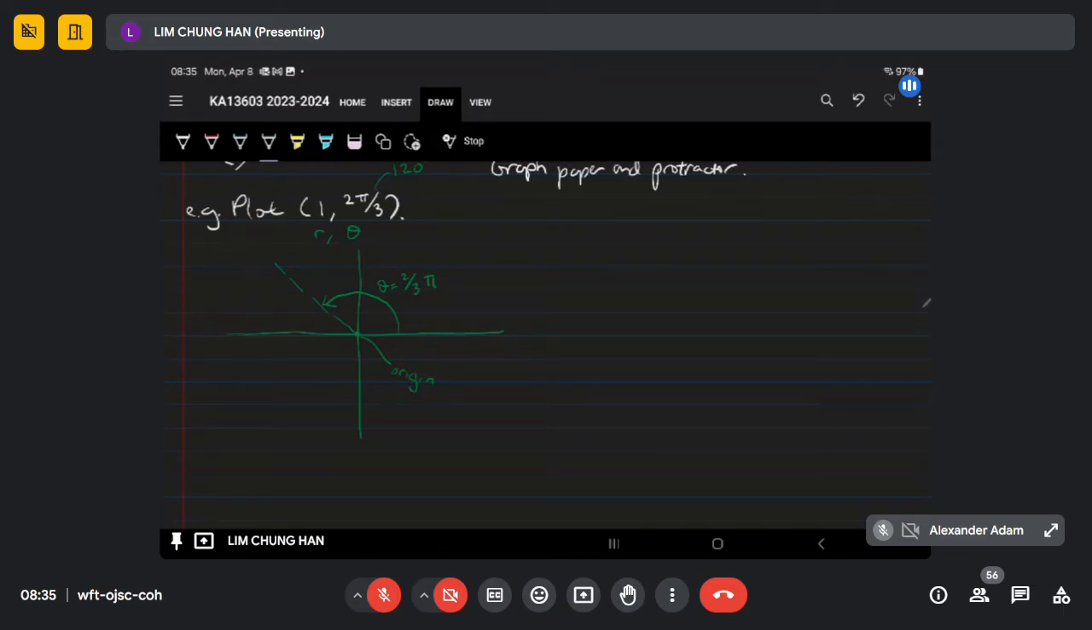So you put your ruler and you measure from the origin out along that line. You measure 1 cm, and then that would be your coordinate there: 1, 2/3 pi. So that's how you plot. Any questions? So far, good? Okay, so let's do another one.